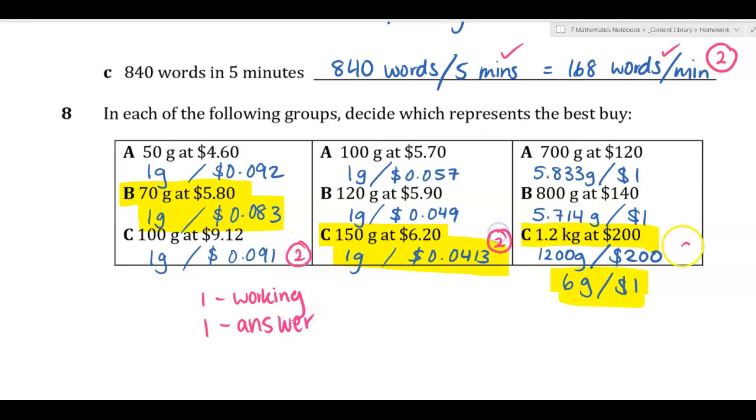You could have simplified it a different way where you made the second number 1. I decided to find out the cost for 1 gram, but you could have found the number of grams you get for $1, which is what I did for C. So either of them is fine. Yep.